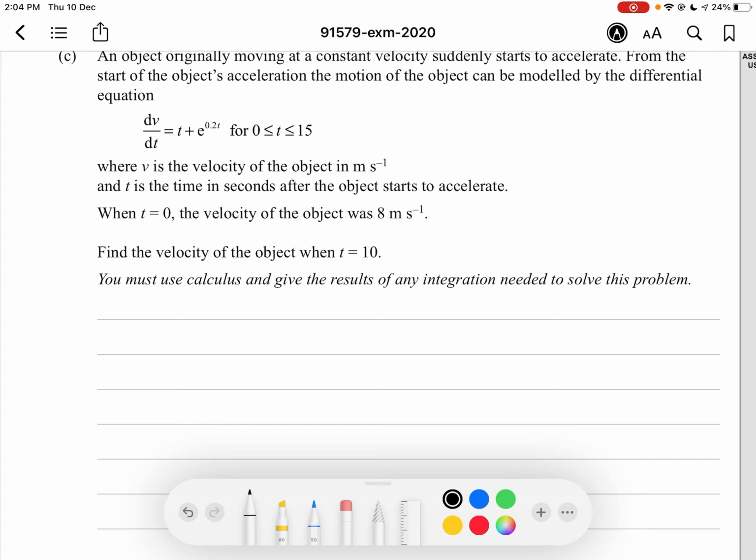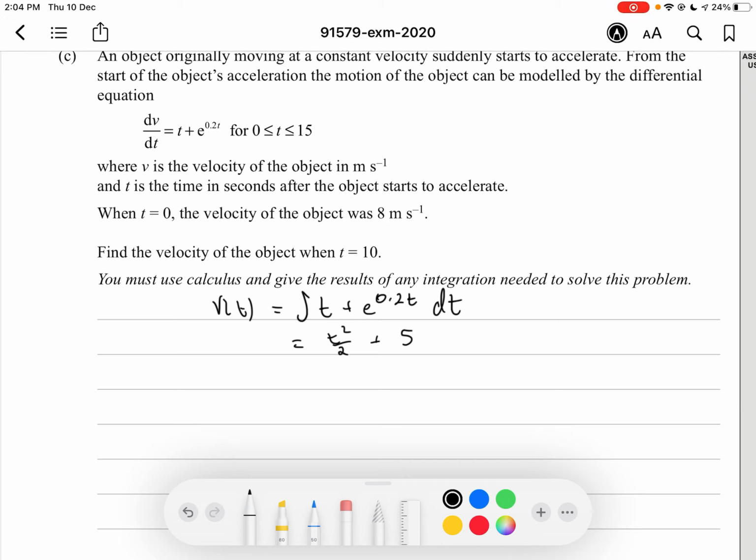Alright, so to find the velocity function, what we have is the rate of change of velocity, so this is the acceleration of the motion. To find the velocity function, we need to integrate. So velocity with respect to time equals the integral of t plus e to the power of 0.2t dt. So this gives us t squared over 2. And for e to the power of 0.2t, we need to divide by the derivative of the power. The derivative of 0.2t is 0.2. So we need to divide by 0.2.